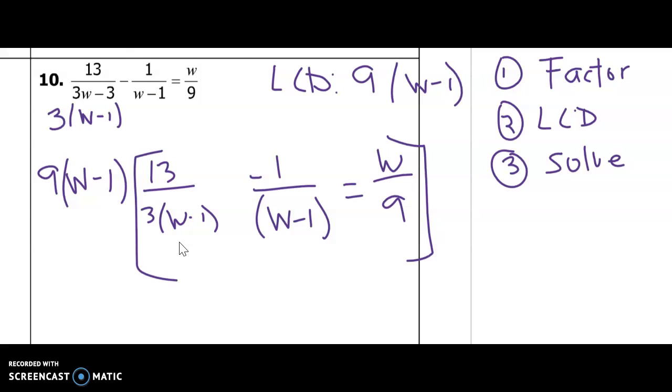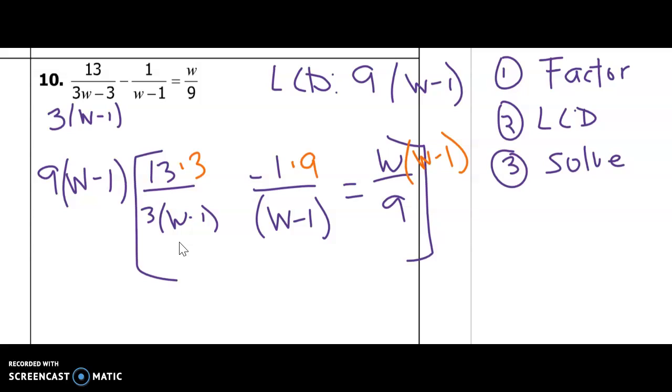Now, in the 13 over 3 times W minus 1, what's missing? It needs a 3 in order to be 9 times W minus 1. So we're going to multiply this by a 3. And our negative 1 over W minus 1, what's that missing? It's missing a 9. In our W over 9, what is that one missing? It has a 9, it's missing a W minus 1. So now we all have a common denominator. We can eliminate our denominators because they're all common now.